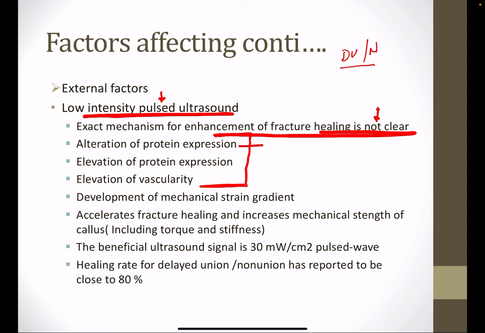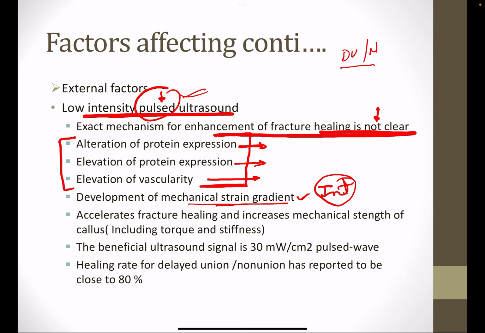First, alteration of the protein expression, elevation of the protein expression, and elevation of the vascularity at the fracture site. These are the 3 things it's supposed to do, and it also causes development of a mechanical strain gradient. That low pulse ultrasound causes development of a mechanical strain gradient, because it is pulsed, it is intermittent. So the intermittent strain gradient causes endochondral ossification, which we read in the very first part, the chart from Campbell, in the fracture healing.